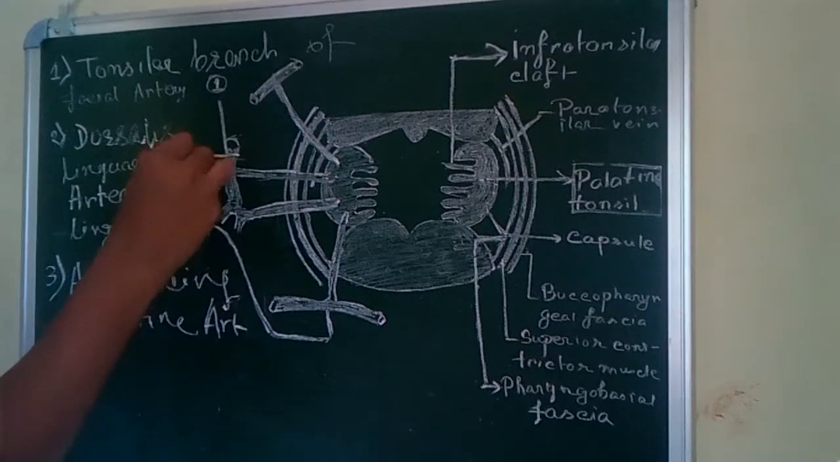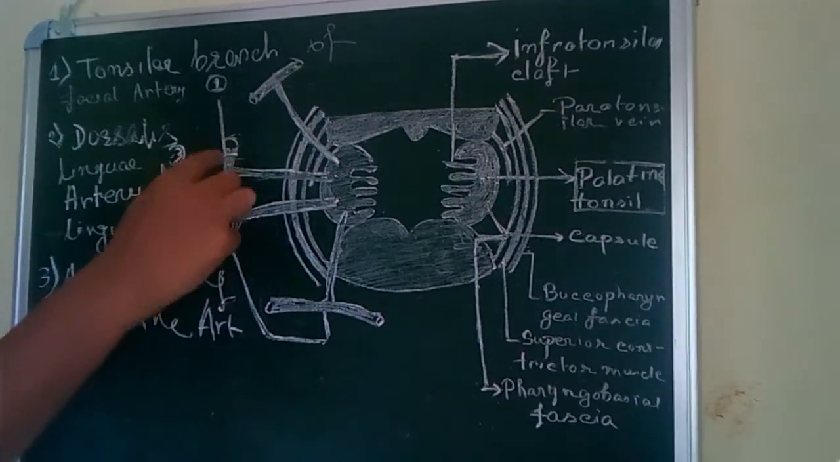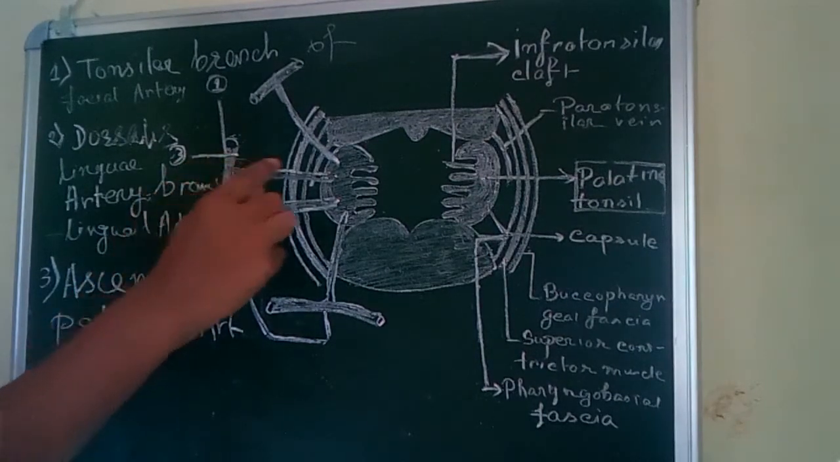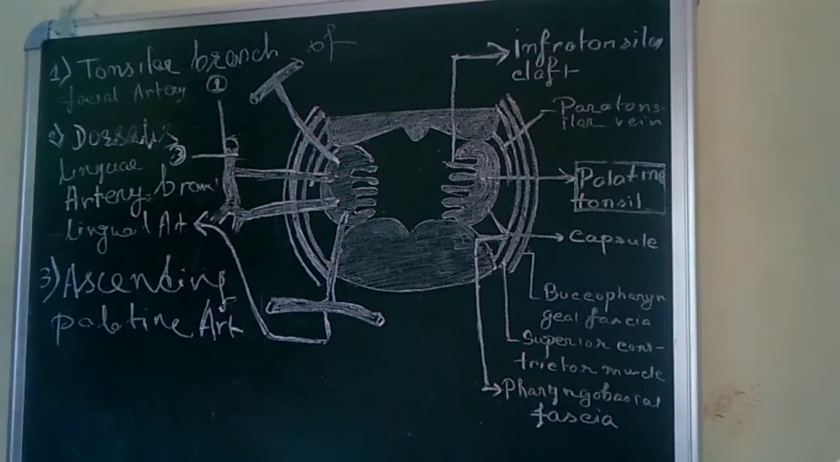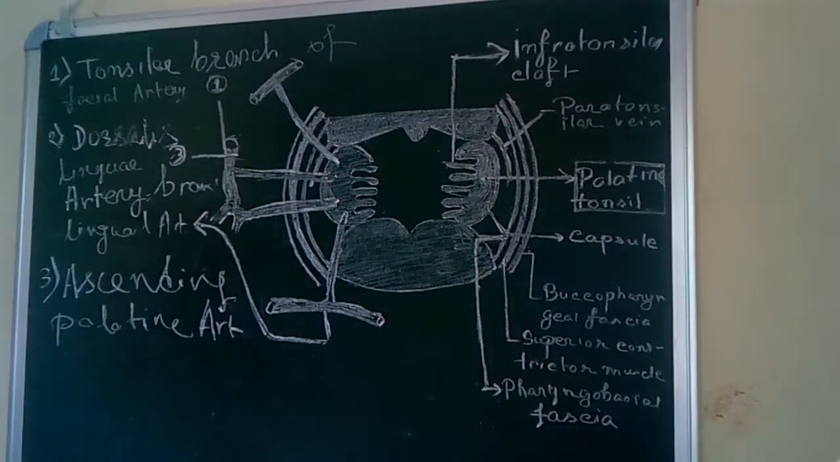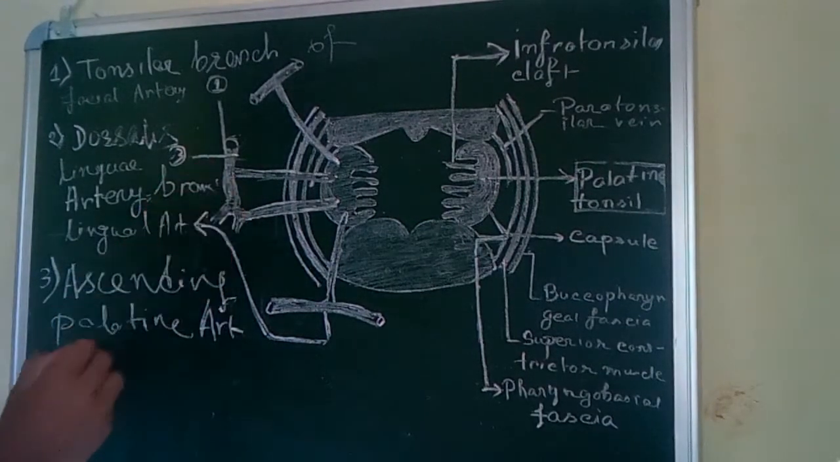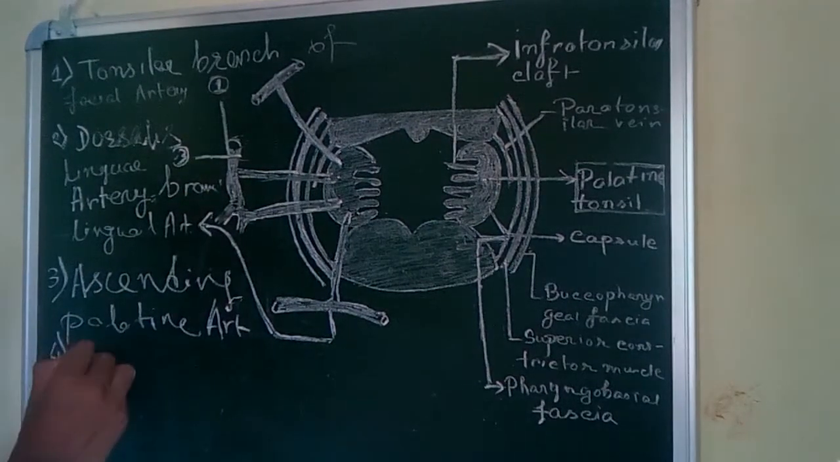This artery is the ascending palatine; in the lower part it is the facial artery, the tonsillar branch of the facial artery. In the upper part, this one is number 3, the ascending palatine artery. And number 4, the ascending pharyngeal artery, and the greater palatine artery.